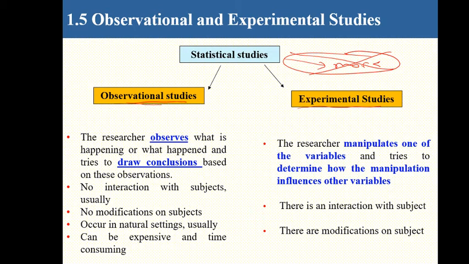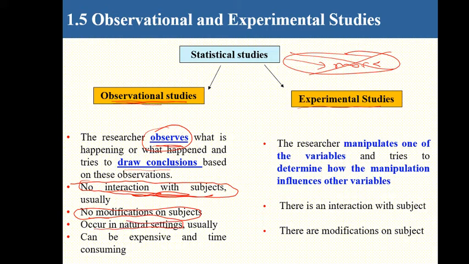Now, in the observational studies, as you understand from the name, the researcher observes what is happening or what happened, and tries to draw conclusions from these observations. The most important part here is that there is no interaction with subjects. One, there is the observation. The second, there is no interaction with subjects, no modification on subjects, and it occurs in natural settings. So you put a camera where you're watching people and you are reporting them. It can be expensive and time consuming, yes.